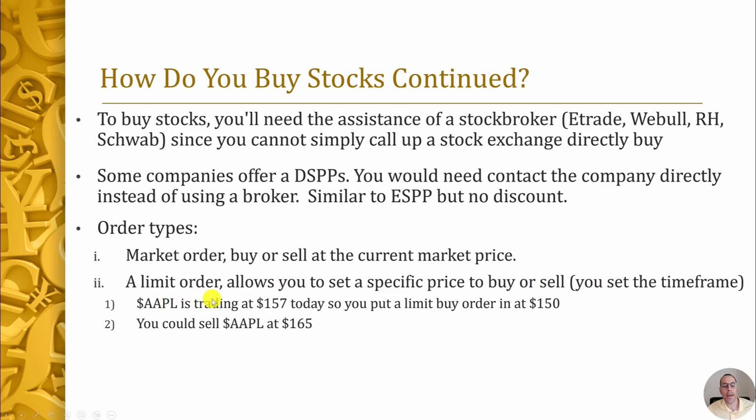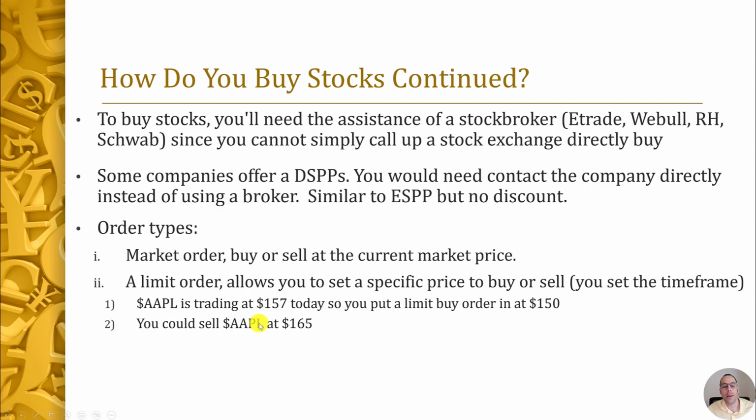So Apple is trading at 157 today. You could put a limit buy order in at 150. So your broker won't buy the stock until it hits 150 or lower. The downside of this is if Apple stock goes up a lot, you do miss out on that upside because the stock price may never come down to 150.